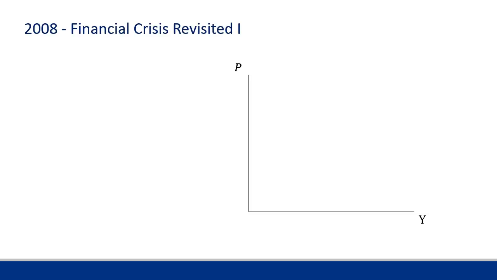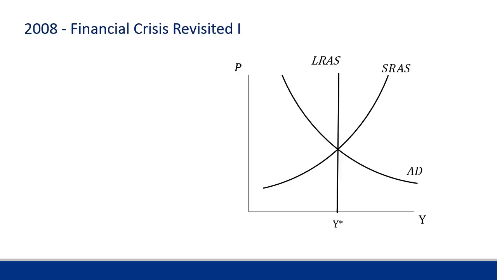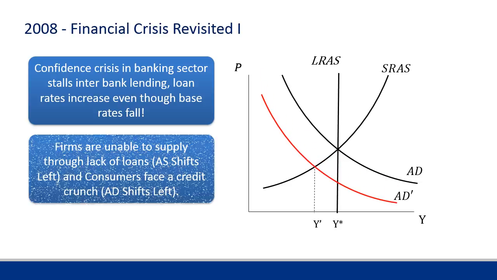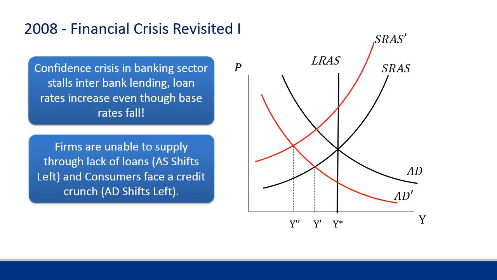So let's look at that, using the aggregate supply, aggregate demand model, the financial crisis revisited. We begin our economy in long-run equilibrium. A severe financial crisis has meant that there is a drop in aggregate demand as consumers no longer have credit. The increase in the interest rates has also meant an increase in costs for firms. So both the aggregate demand schedule and the short-run aggregate supply schedule shift to the left. What we have is a very deep recession.